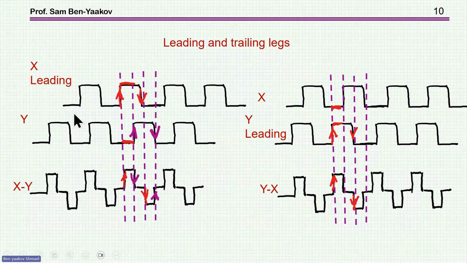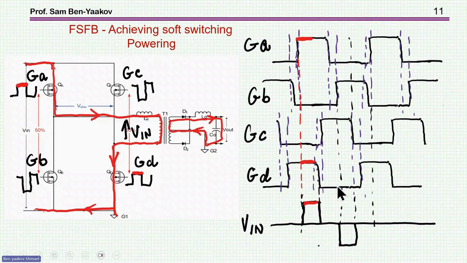Obviously, if you change the situation in this Y will be leading, then it will be responsible for actually turning on and turning off this on time of the converter. So let's see now how this phase shift full bridge is operating. We start with the powering mode, and that is when these diagonal transistors are on, and we feed the full power to the output.